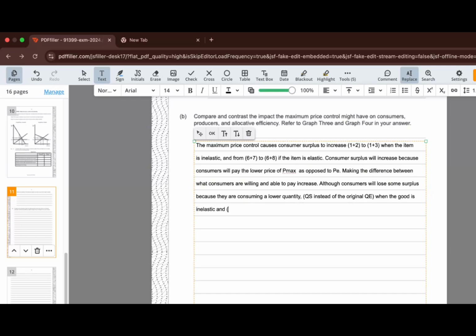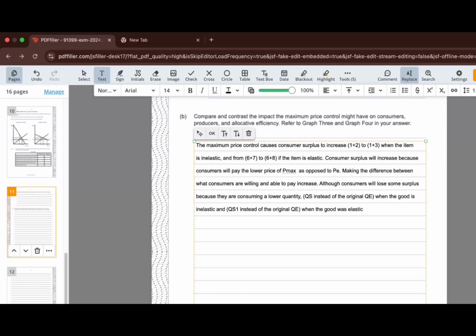And QS1 instead of the original. I think it's just QE for that one as well. Yeah, QE when the good was elastic. Nice.